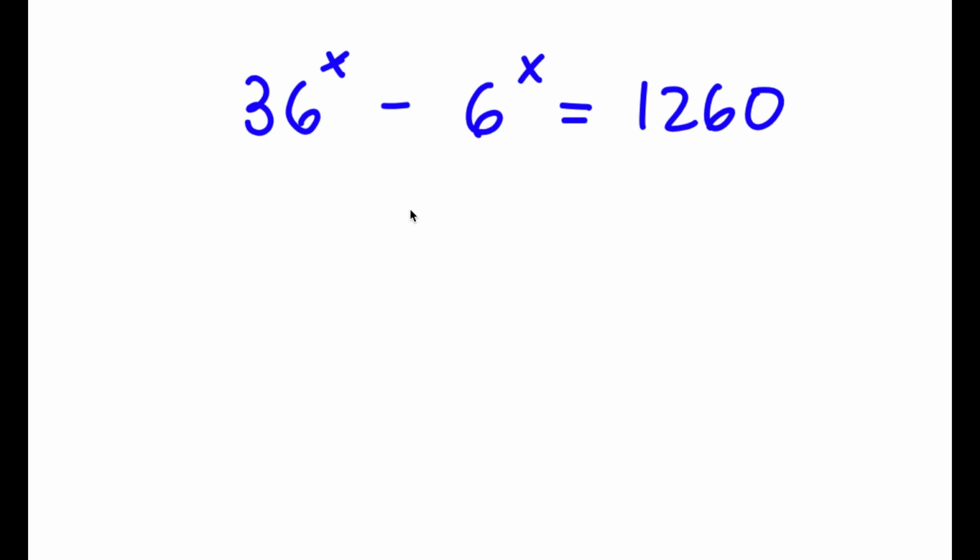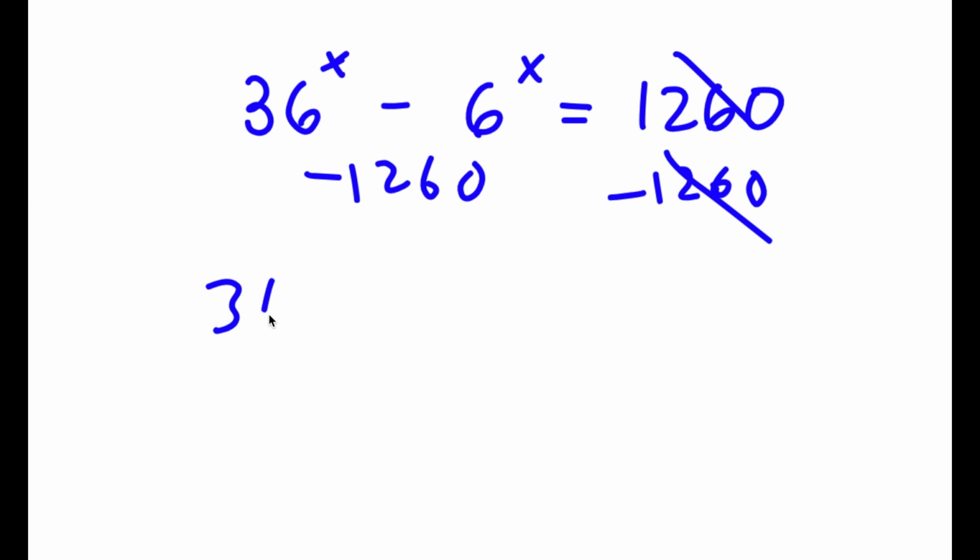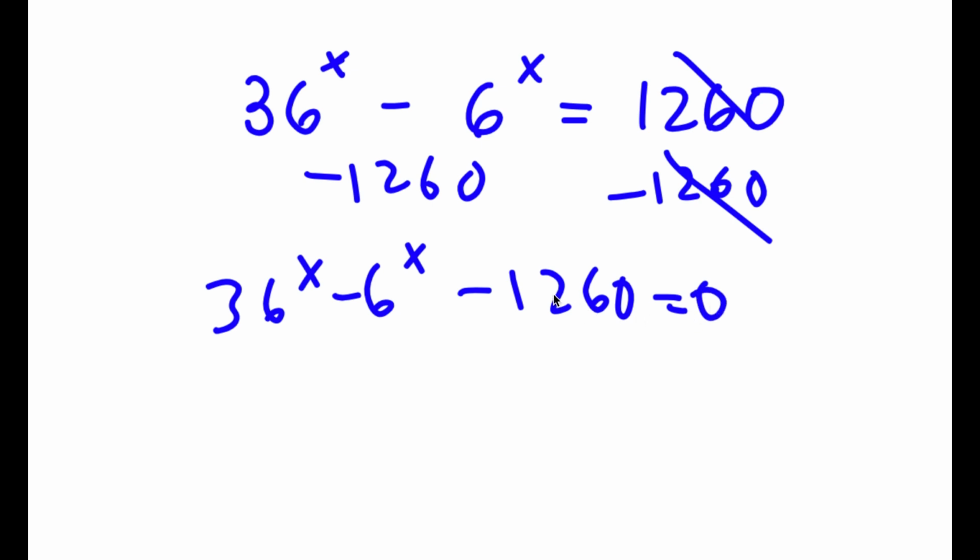Alright, so in this problem I have 36 to the power of x minus 6 to the power of x is equal to 1260. So I'm going to first start by subtracting 1260 on both sides. So then these two cancel out, and I have 36 to the power of x minus 6 to the power of x minus 1260 is equal to 0.